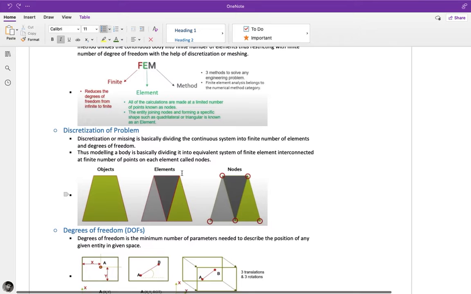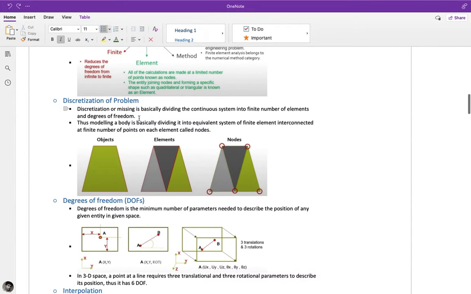So next is the discretization of the problem. Discretization means dividing the continuous system into a finite number of elements and degrees of freedom. Thus, modeling a body is dividing it into an equivalent system of finite elements interconnected at a finite number of points, which are also called nodes. As you can see here, it is connected only at these points, not in between.